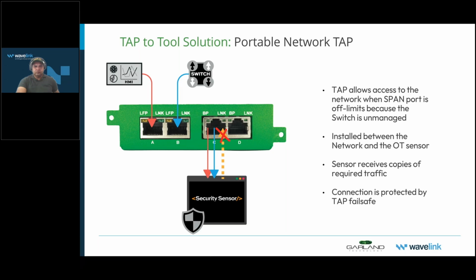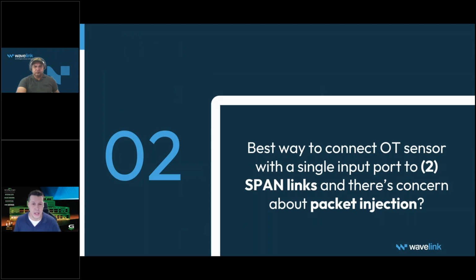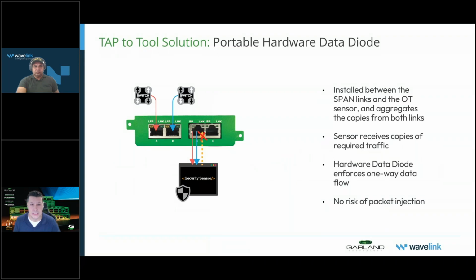Next slide, please, Rash. The best way to connect to an OT sensor with a single port to two span links where there's concern about packet injection. In this scenario, a hardware data diode is ideal. So we're installing the data diode between, collecting traffic from two span ports. The sensor will see both of those traffic flows. And again, because it's hardware, there's a hardware separation there. We're ensuring nothing from that security sensor can be injected back into that OT environment.